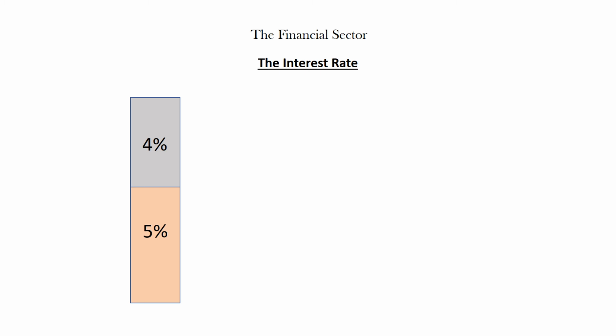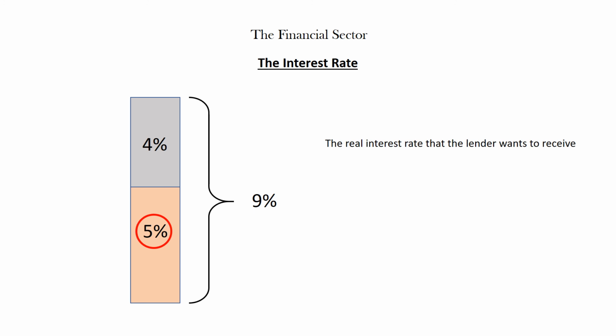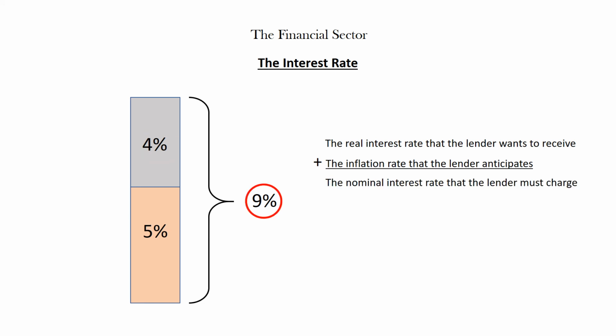That'll leave me with the 5% that I wanted. So that means that I'll have to charge you a 9% nominal rate in order for me to get my 5% real rate. As you can see, the relationship between the real interest rate and the nominal interest rate a lender will charge to protect himself from inflation can be expressed as the real interest rate that the lender wants to receive plus the inflation rate that the lender anticipates is equal to the nominal interest rate that the lender must charge.